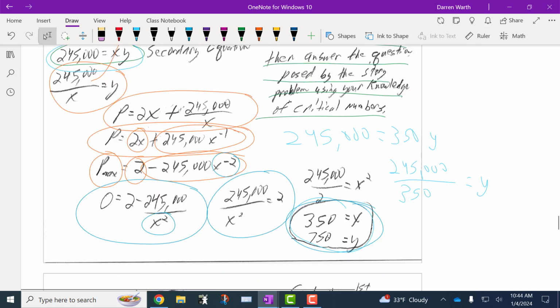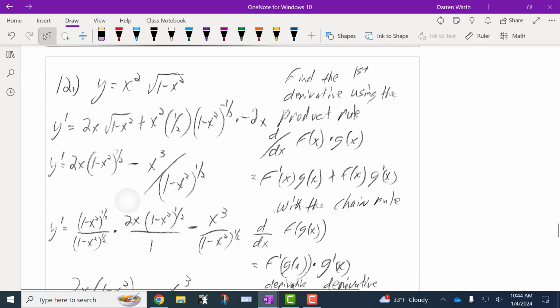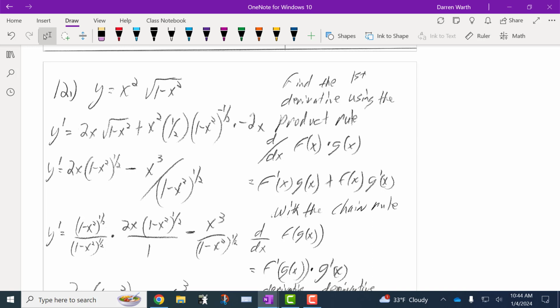Okay, now on this next problem, number 12, it says find the first derivative using the product rule. So to find this first derivative, I'm going to take the derivative of the first function, which is going to be 2x, and the second function stays the same, which is the square root of 1 minus x squared. I'm going to leave my first function the same. So my first function is x squared. I'm going to take the derivative of this right here.